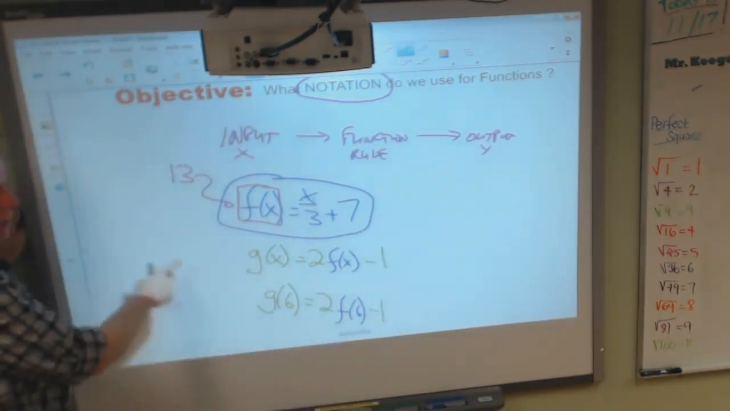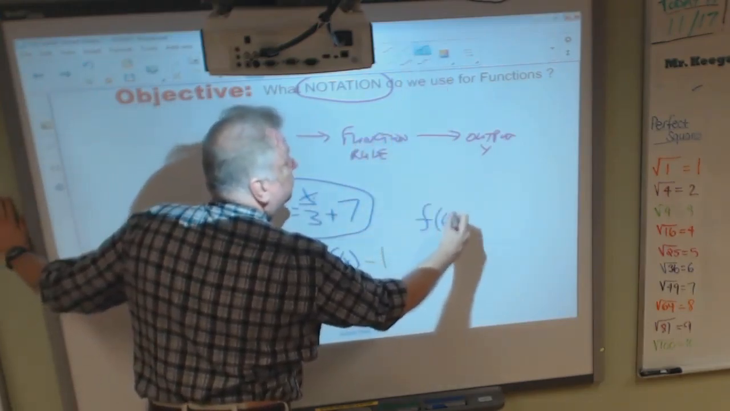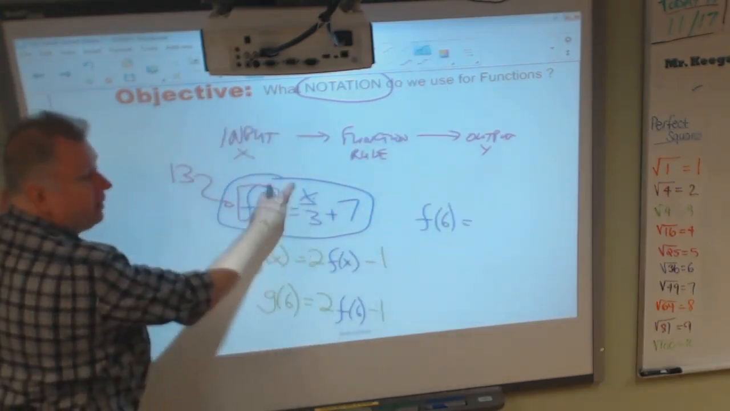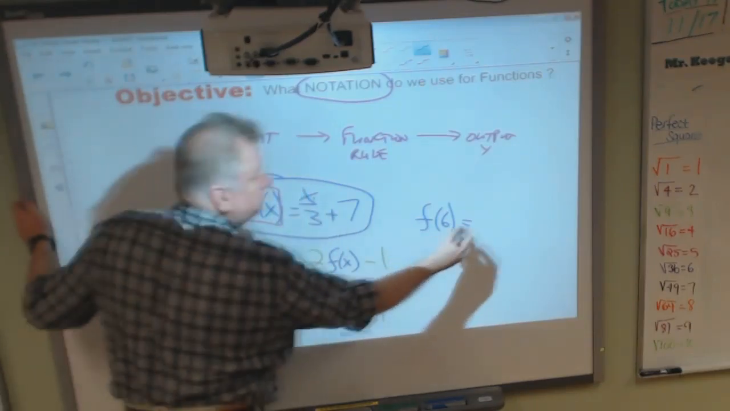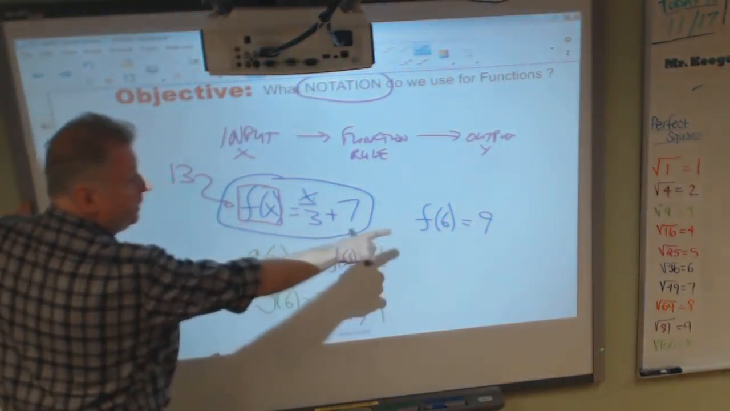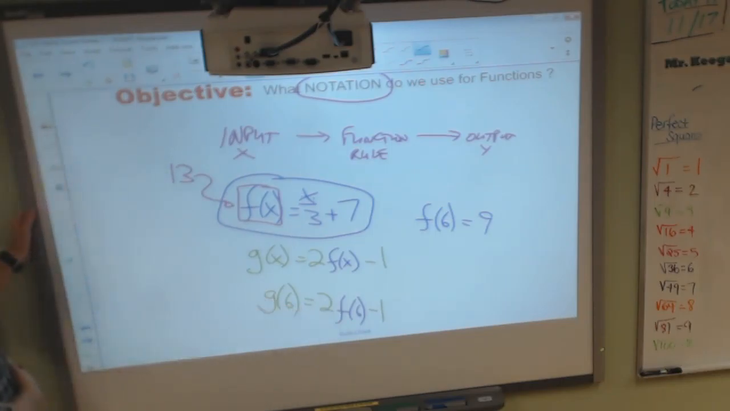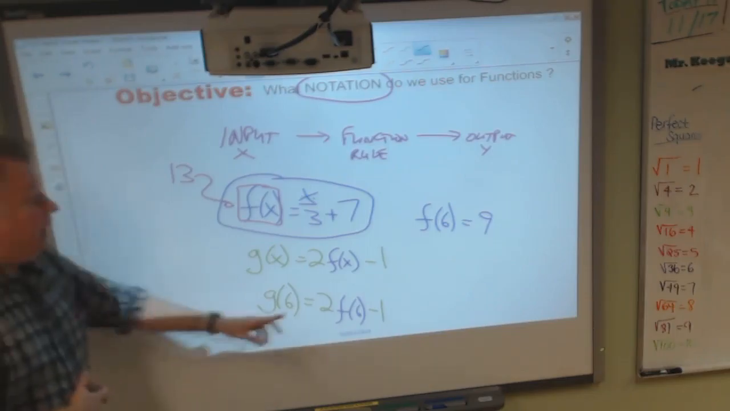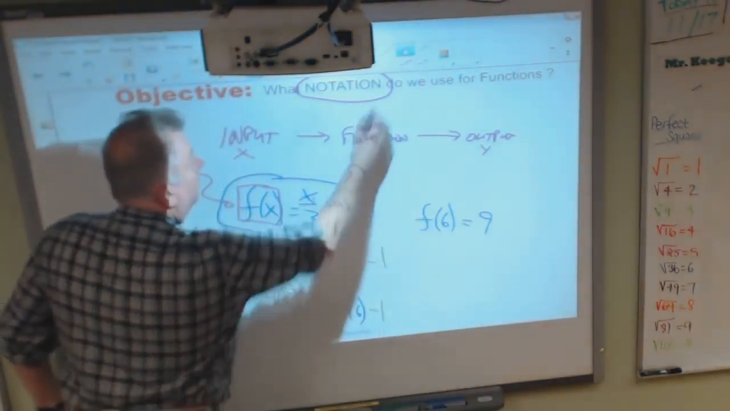I think we just did that though. Didn't we just find out what f of 6 was? So we have to do both of them? Well, yes. But look, what's 6 divided by 3? 2. And what's 2 plus 7? We just did, okay? So now that we found out that f of 6 is 9, what can I do here? What do I replace? The f of 6 with the 9, because f of 6 is equal to 9.